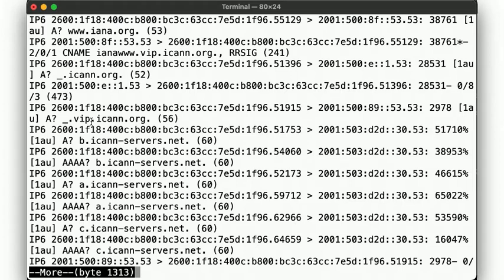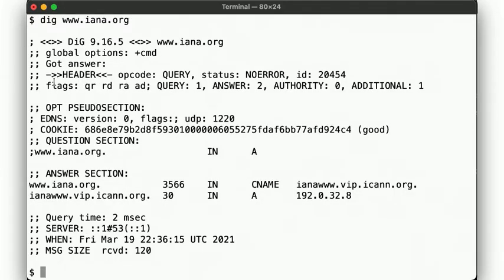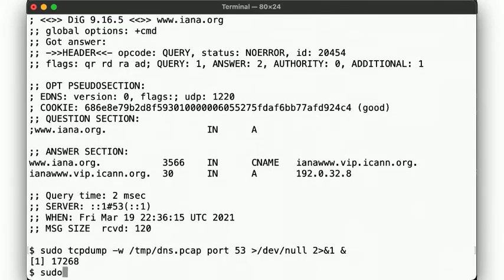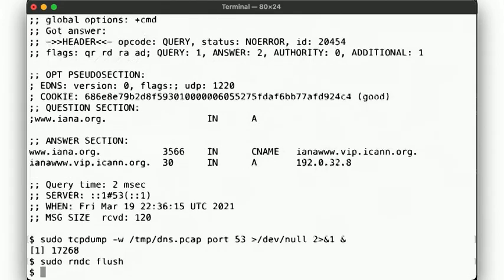Let's look at the results dig returned to us once more. Note, over here, it includes the AD flag, authenticated data. Somehow the DNS server got assurance that the data is authentic, that it was not manipulated. How did it do that? Let's go again. We capture our DNS packets, flush the cache to make sure we get the whole story, and repeat the lookup.